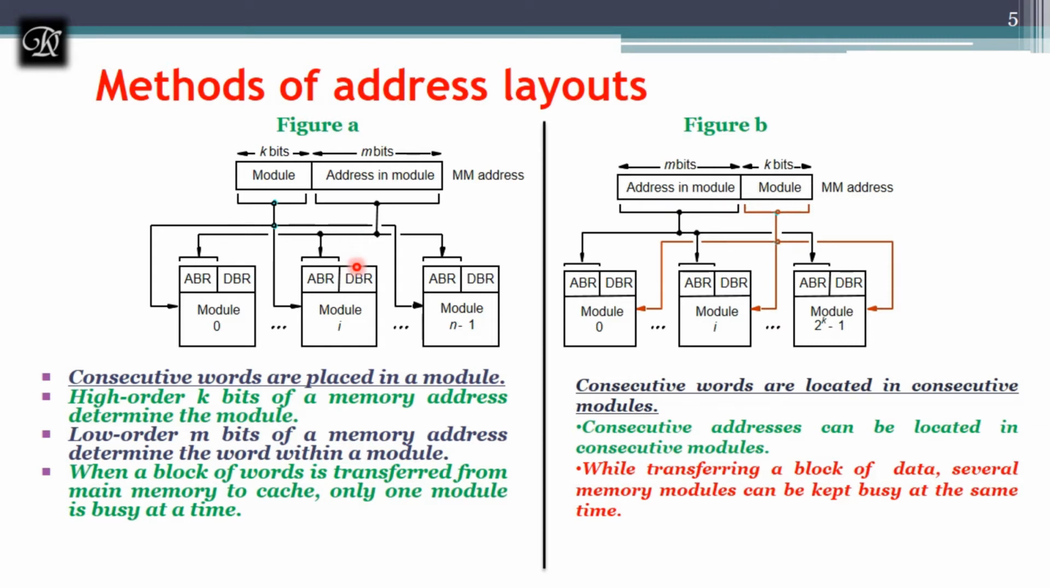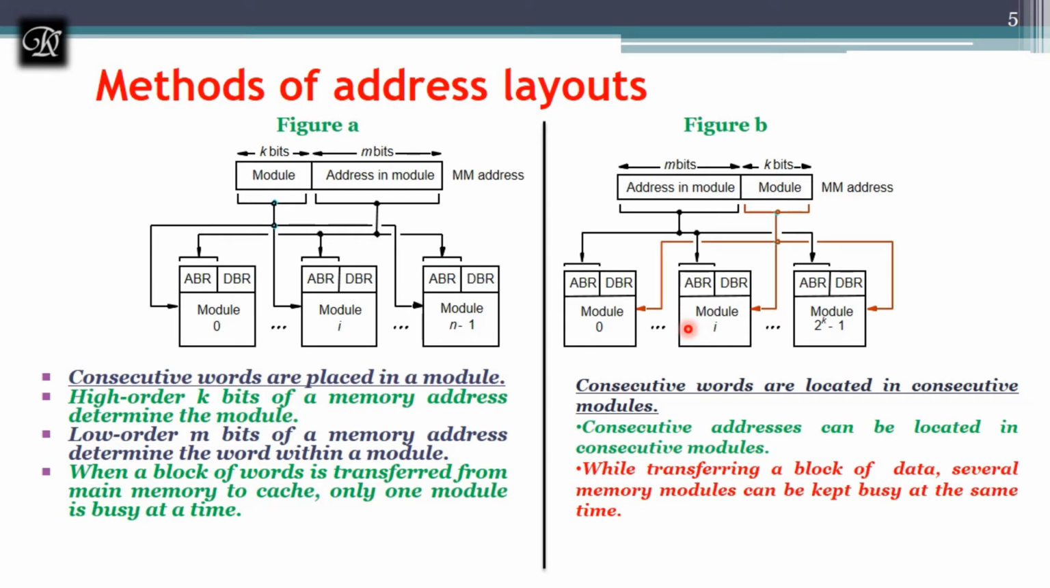This is going to access the respective module, and this is going to access the respective word in the module. But this is not going to give better performance compared to the second model. We'll see how the second model is going to work. The second model is a more effective way of addressing the modules in the given memory. This model is called the interleaving model.